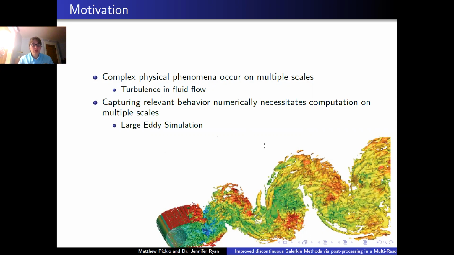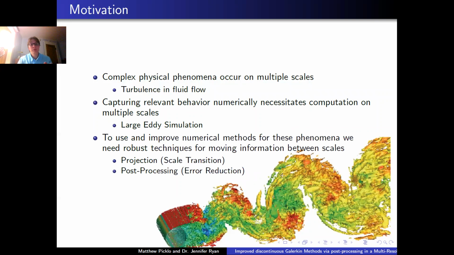So if we really want to capture the behavior of these physical phenomena using our numerical techniques, we need to consider all these different scales. Again, in large eddy simulation, you're looking at large eddies, but these small fluid interactions are going to affect those and affect how well you can approximate them. So in order to improve these numerical techniques, we need tools that allow us to move information between scales so that we can consider the behavior of these physical systems on multiple scales.